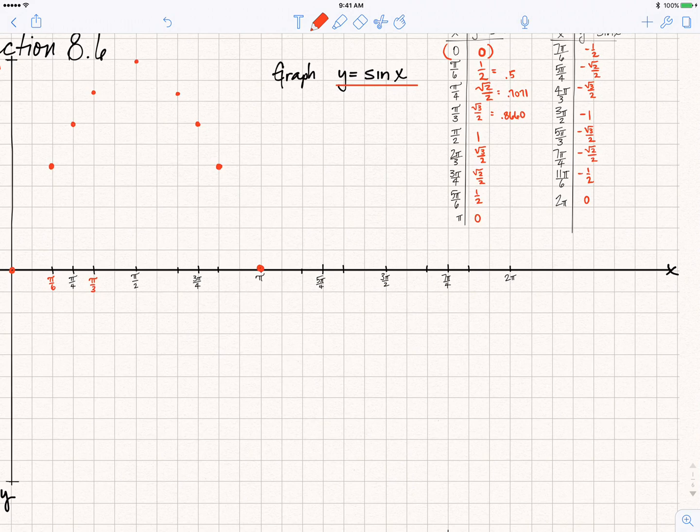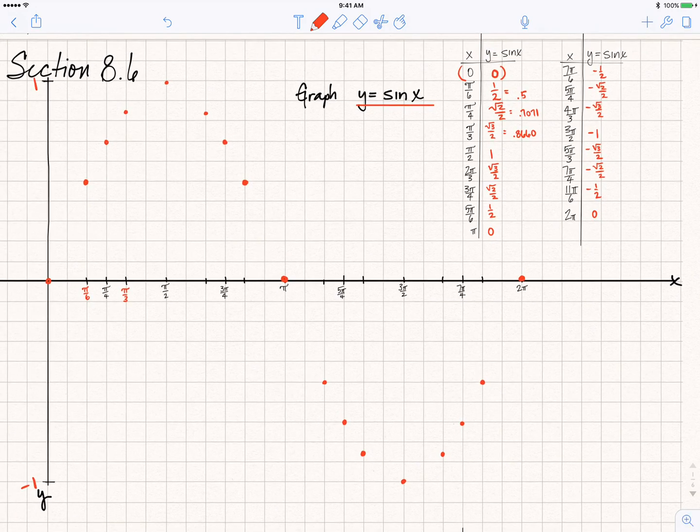So at 7 pi over 6, we're down 5 blocks. At 5 pi over 4, down 7 blocks. At 4 pi over 3, 8.5 blocks. And then at 3 pi over 2, all the way down at 1, which is 10 blocks. And then into the fourth quadrant. So at 5 pi over 3, we have 8.5 blocks. At 7 pi over 4, 7 blocks. At 11 pi over 6, 5 blocks. And then 2 pi, we're back to the beginning, back to the x-axis.